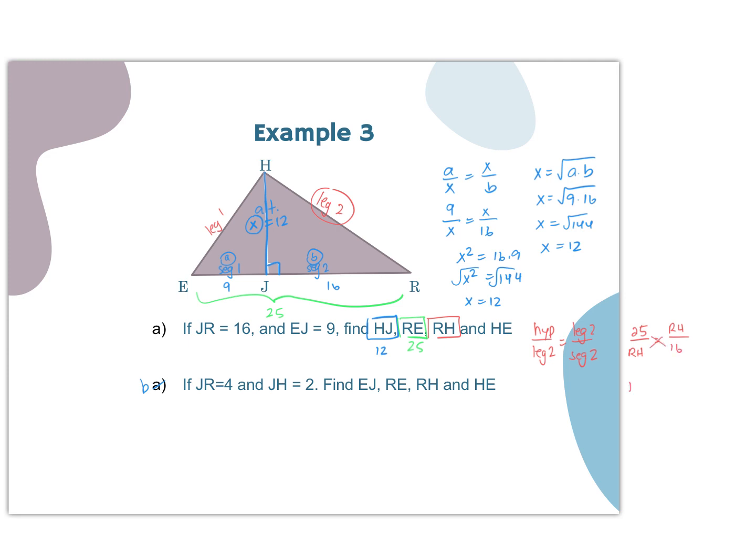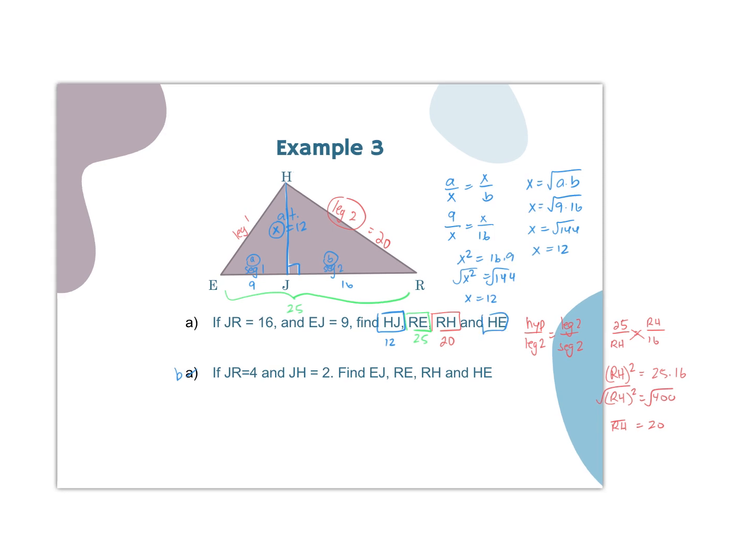So I know that RH squared, whatever that is, is going to equal 25 times 16. So RH squared is going to equal 400. And so the square root of RH squared, RH, is going to equal 20. So I know that segment RH equals 20. So 20 units. And I'm going to utilize that same strategy so that I can solve my last piece, which is HE. And again, HE is talking about leg 1.